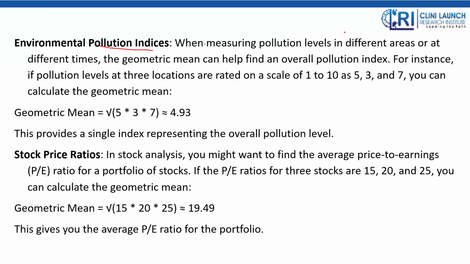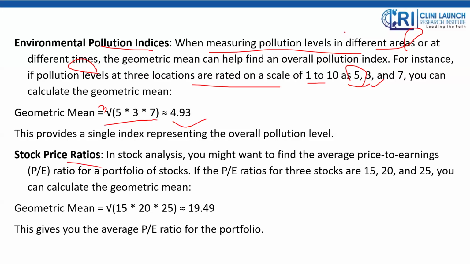So, environmental pollution index. When you are measuring pollution levels in different areas, at different times, you got the index rated on a scale from 1 to 10. In three areas, you got the index as 5, 3, and 7. If you want to calculate the overall pollution index, apply the cube root, the 3rd root, and you will get this formula.